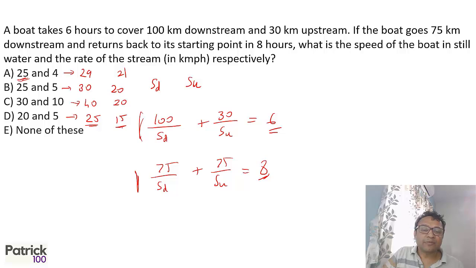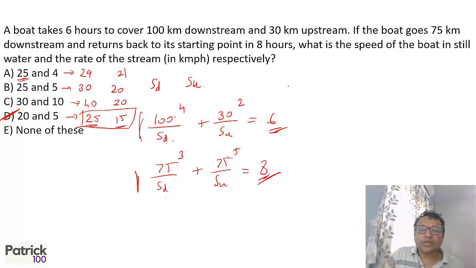And 25 and 15 looks possible. 25 is downstream, 15 is upstream, divisible. So substitute this. This is the only one which gives you integer answers. 100 upon 25 gives you 4, 30 upon 15 gives you 2, so 6 satisfies. 75 upon 25 gives you 3, 75 upon 15 gives you 5, again 8 satisfies. So automatically D is the answer.